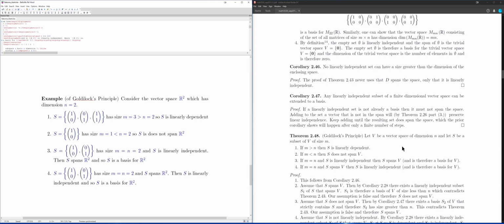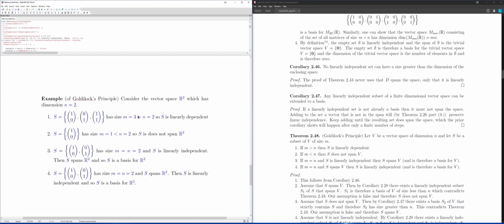Okay, so let's look at an example of this. This might be the easiest way to see it. I have some vector space that's going to contain my subset. The example that I'm going to use for my vector space is R2, and R2 we know by now is two-dimensional. So the dimension, denoted by small n over here, is 2. Your first statement in this Goldilocks principle is that if I have a subset of my vector space and that subset has size bigger than the dimension, then the subset is automatically linearly dependent.